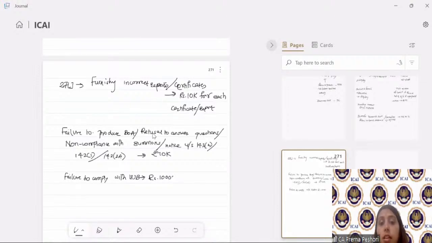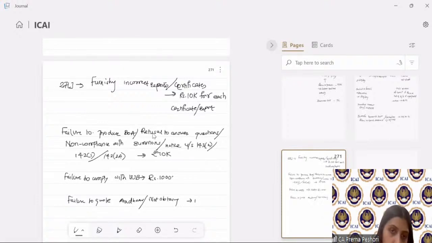Failure to quote the Aadhaar or failure to comply with the Aadhaar requirement. So, failure to quote Aadhaar or not obtaining it, then it is again 10,000. So, failure to quote Aadhaar in the documents, right? Or failure to ensure that the Aadhaar is duly quoted by the person who is obtaining it, then it is 10,000. Is that clear?